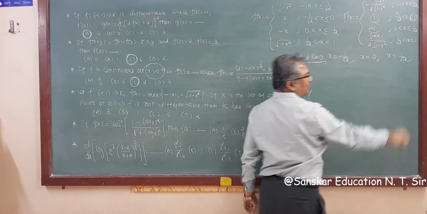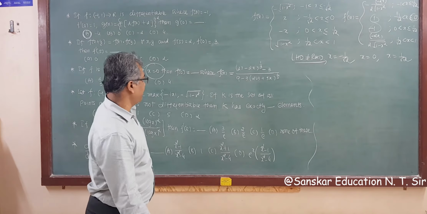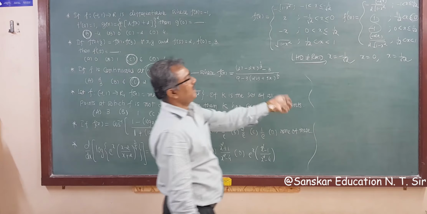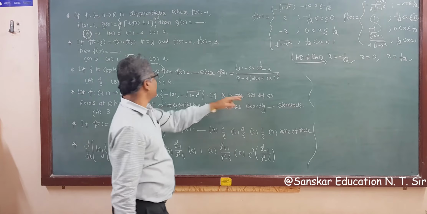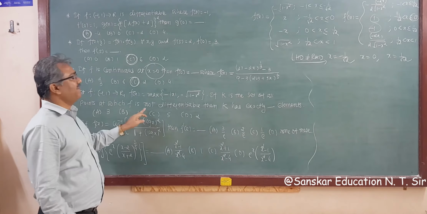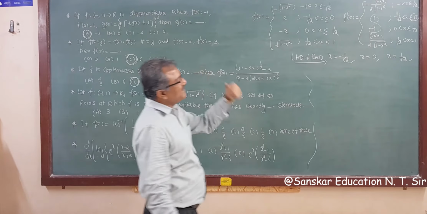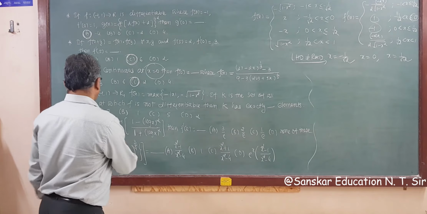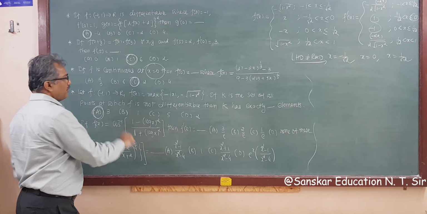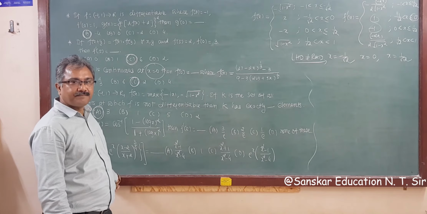So how many points are there? 1, 2 and 3. Possible value of k, where k is the set of all points at which f is not differentiable. So f is not differentiable at these 3 points. So the number of elements is 3. So this is your answer. Option A is your correct answer.